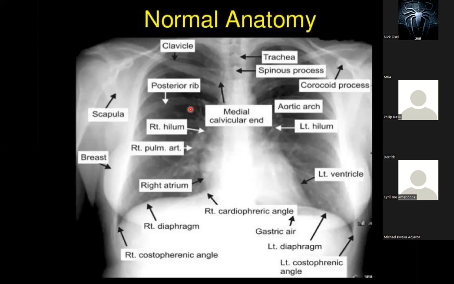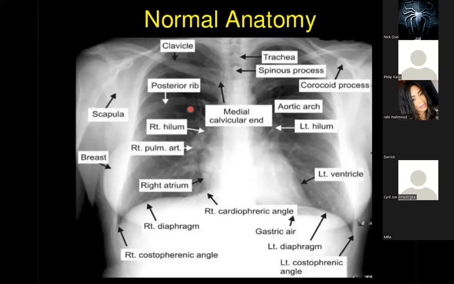So if you don't know where the right atrium is, you don't know where the left ventricle is, you don't know where the spinal processes are, you don't know where the gastric bubble is, and so on and so forth, you realize that you will be found wanting. So this picture, you should all know the various parts as has been labeled nicely here for you.